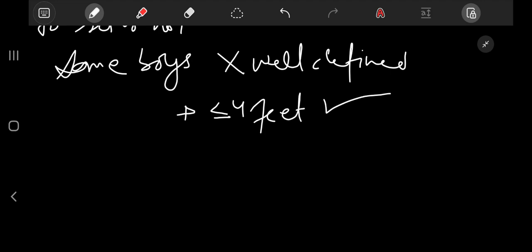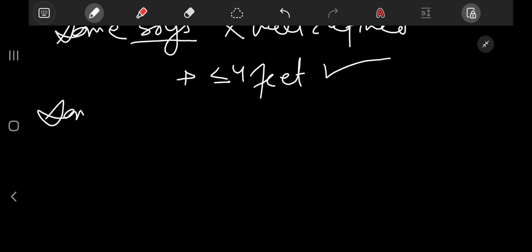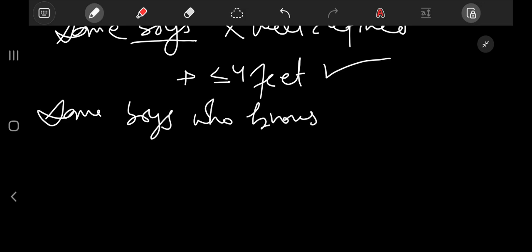Okay, we can differentiate the groups by many properties of objects of that group. Here we are taking boys. We can differentiate the groups by height of boys, by knowledge of boys, knowledge of a particular language. We can take some boys who know English.